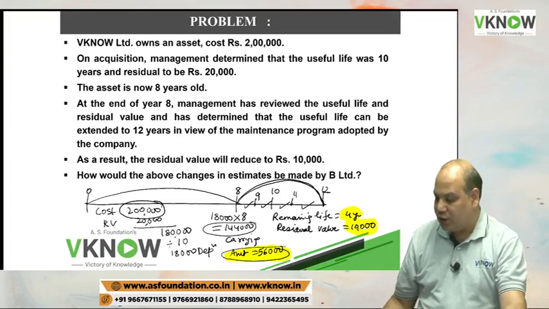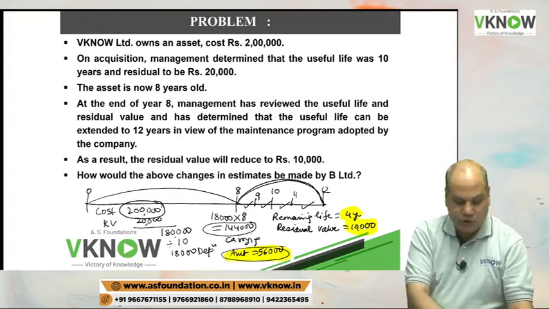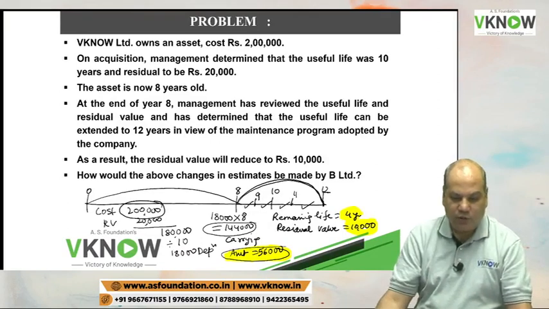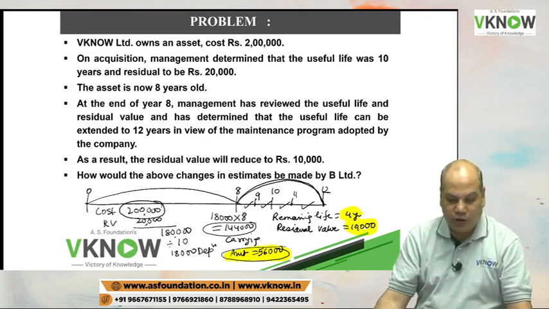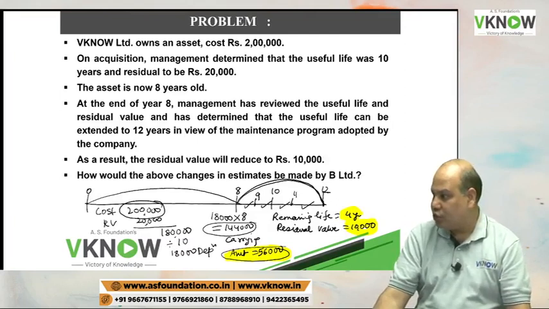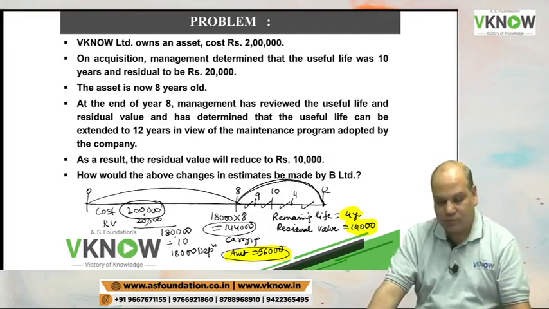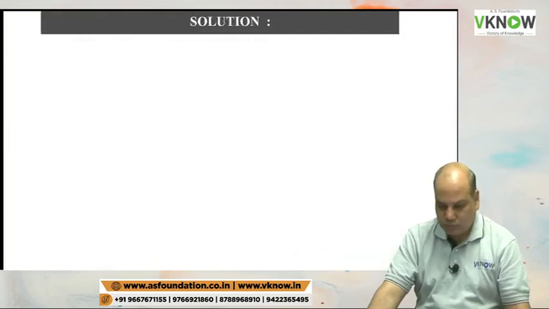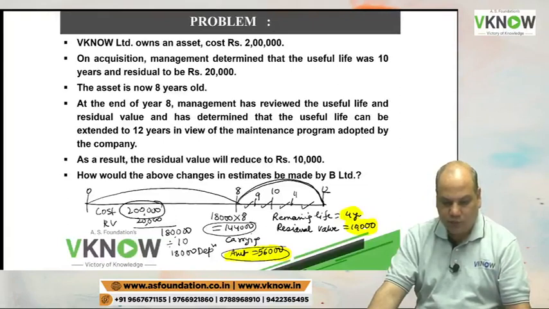So you will first take 56,000 minus 10,000 divided by 4. So 11,500. So the answer is 11,500, and the effect will be given prospectively.